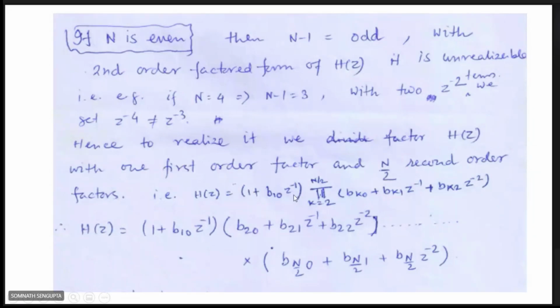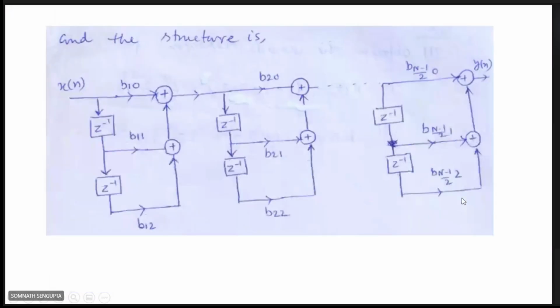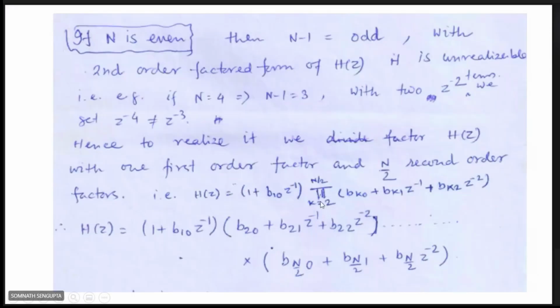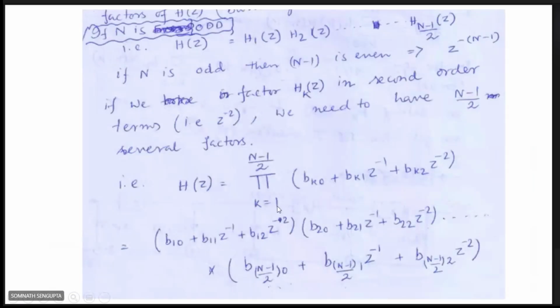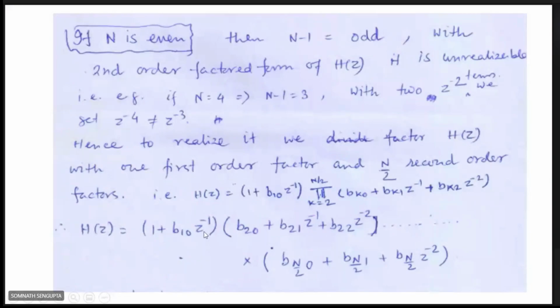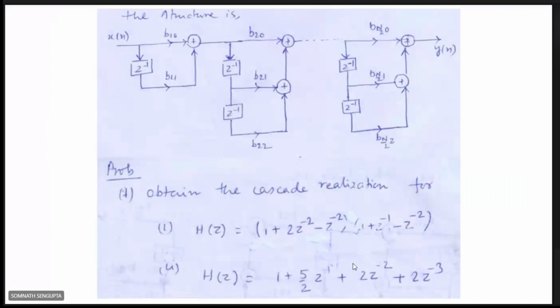So it will be the product of that same expression. It will be represented in the same expression, provided k will start from 2 to n by 2, and here k will start from k equal to 1 to n minus 1 by 2. So this way, if you write the expression, it will become like this. H(z) will become this one. So now for this, the structure will be this one, the same representation.